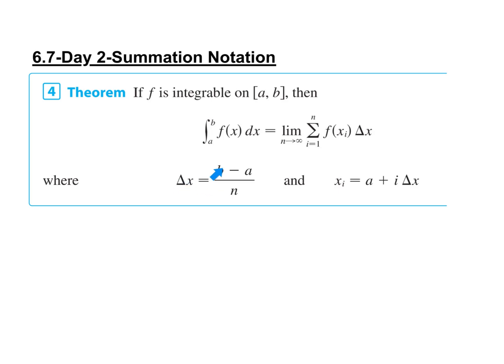The change in x is going to be the difference between a and b divided by however many rectangles there are. And then we'll talk about this in great detail in a minute. The individual x value that we're talking about is a, the starting amount, plus however many changes in x we have. Okay, that's what all this says theoretically.